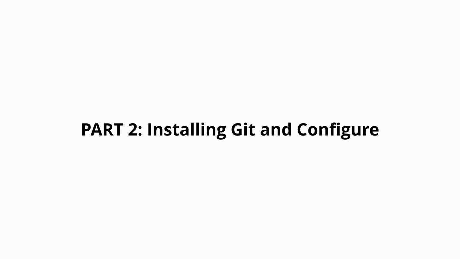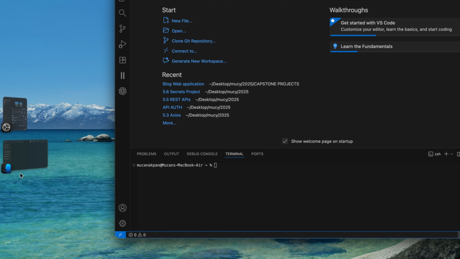So part 2: Installing Git and configuring it. First, make sure Git is installed. If you're using Mac, Git usually comes pre-installed. To check, open your terminal in VS Code and type git --version. So let's type that here. As you can see, this is the version of Git I have. Your version might be different, but this is how it is on Mac.